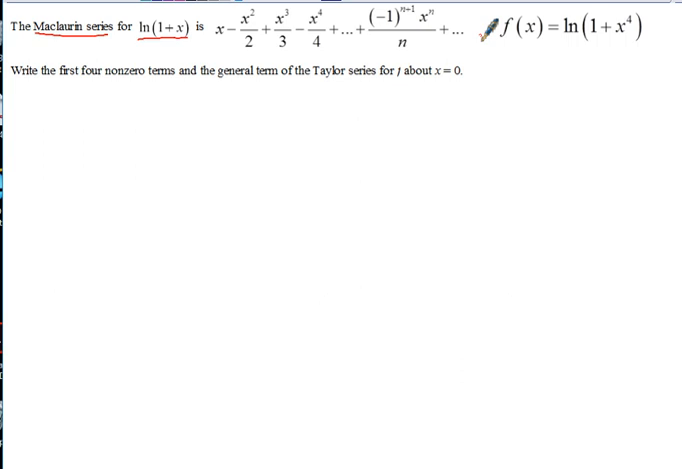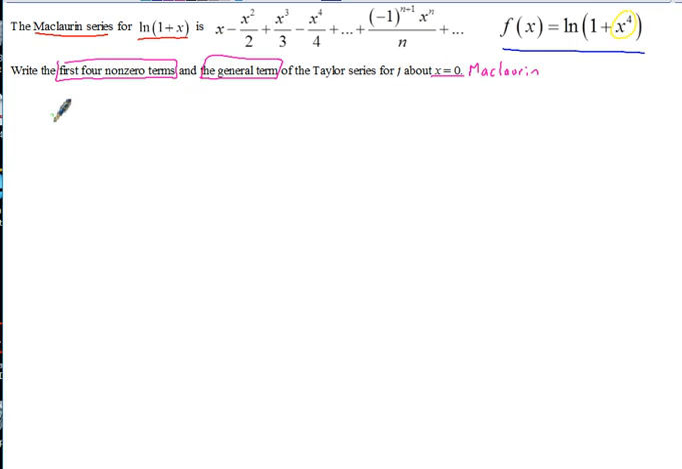plus x memorized. And then they're saying f of x is natural log of 1 plus x to the fourth. Very similar to this, except notice one key difference. X to the fourth is in place of x. So again, it says write the first four non-zero terms and the general term of the Taylor series about x equals 0, which again is a Maclaurin series, really. So just like the other ones, we have to modify it.